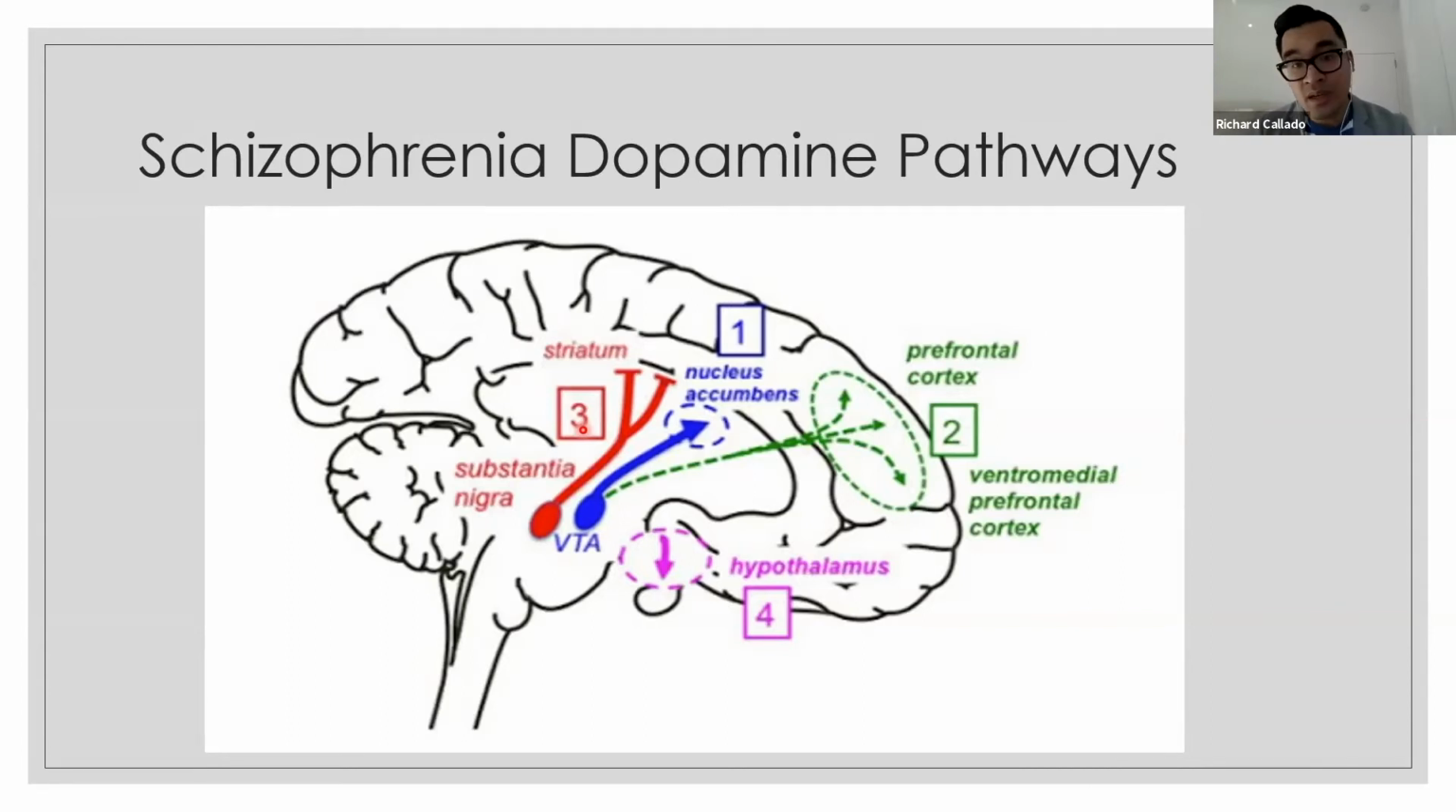They might get stiffness. They might have cogwheeling. They might have these involuntary movements of their arms, of their neck, of their back. So that means that you're blocking too much dopamine there.